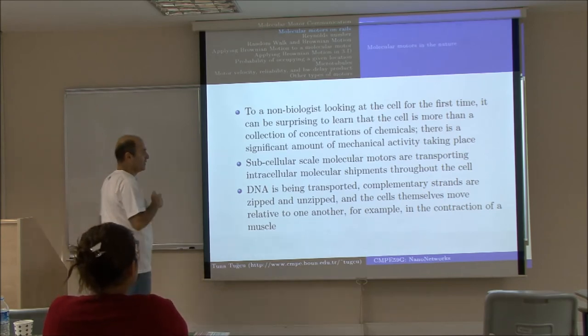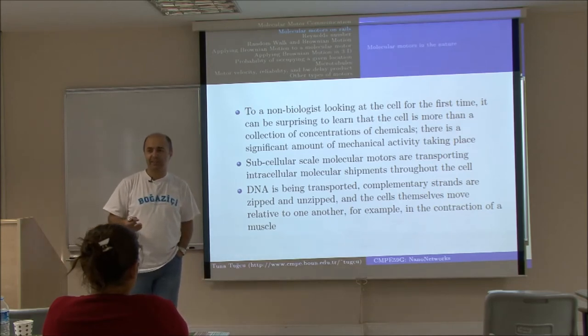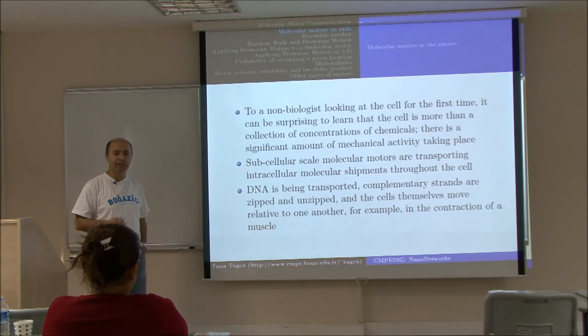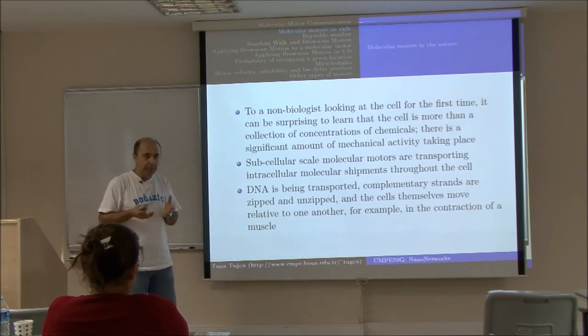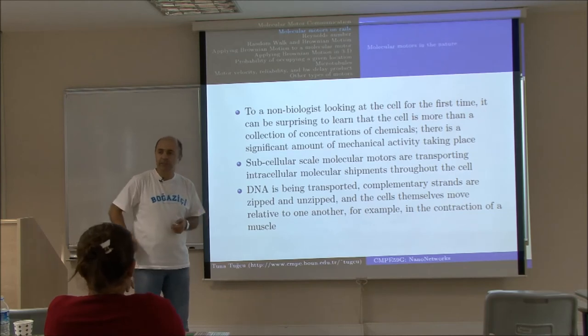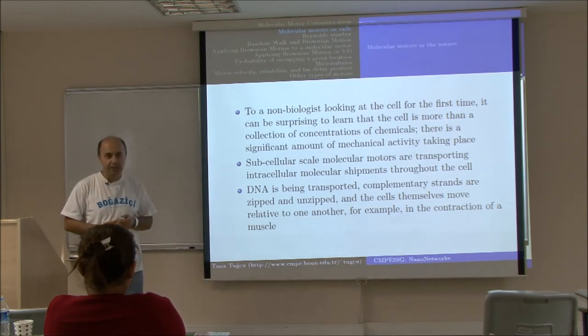So to a non-biologist, when you look at the cell for the first time, it can be very surprising to learn that the cell is like a collection of concentration of chemicals. It's just zillions of chemicals in the cell. In fact, there is a significant amount of mechanical activity working inside the cell. But all this activity is going in terms of chemical reactions, as you will see with the molecular motors. There is some mechanical motion. There is a motor that is taking some load, like a porter carrying some briefcase. So there is some mechanical motion, but all this is done, as you will see, with chemistry, actually.